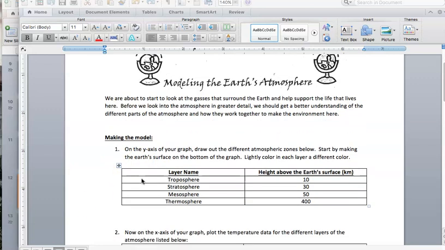So this graph I would recommend doing on paper. It's a little bit more complicated if you were to do it on Excel or Google Sheets. So our first data set we're going to plot strictly on the y-axis, which is going to be the height above the Earth's surface or altitude.